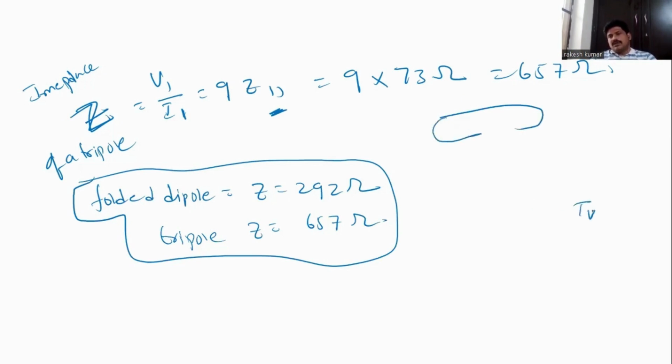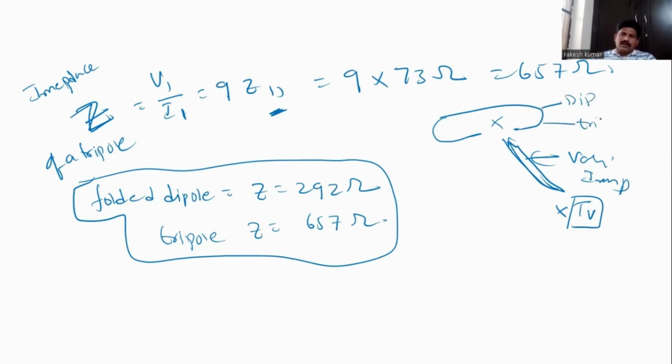Here the TV is there. We want to provide impedance matching between this antenna and this TV, so you are connecting a coaxial cable. This coaxial cable has various impedances, so depending upon the impedance, you can select either a dipole or a tripole. Whatever the impedance of this antenna is, it should match the impedance of this coaxial cable.